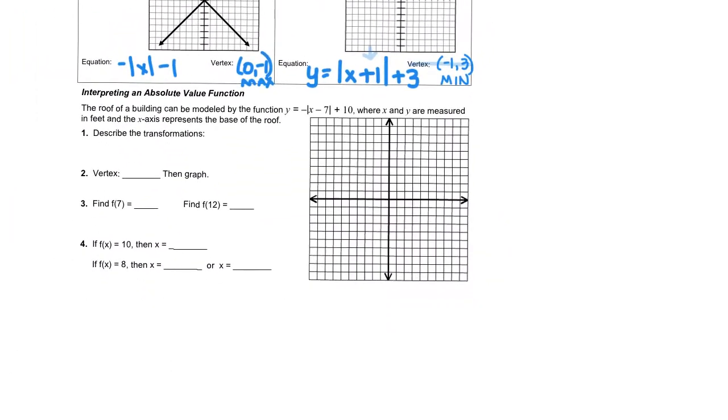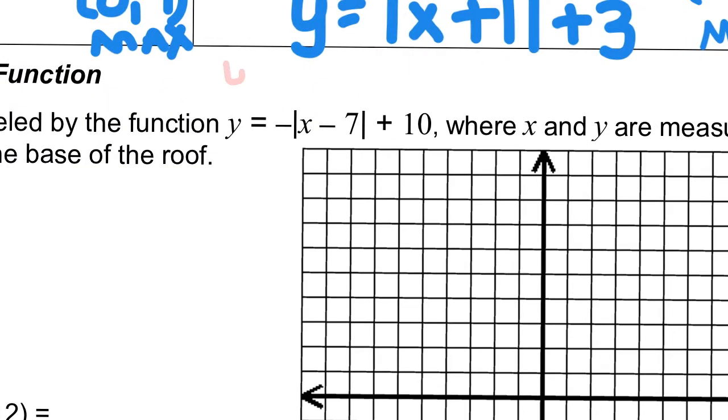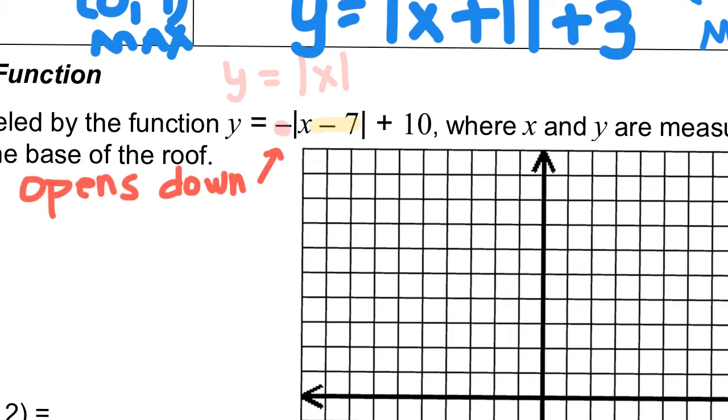Now let's interpret an absolute value function. As we interpret this, the roof of a building can be modeled by that function, where x and y are measured in feet and the x-axis represents the base of the roof. First, describe the transformations. We're describing the function, the transformation based on the parent function, y equals the absolute value of x. So you're interpreting what each change means. That change means that it opens down. How about the -7? It's inside the absolute value bars.